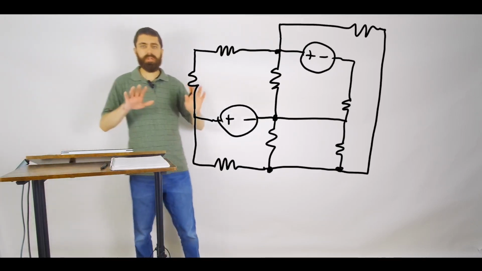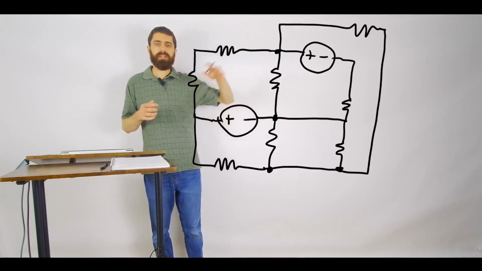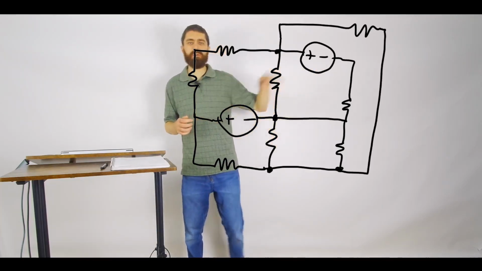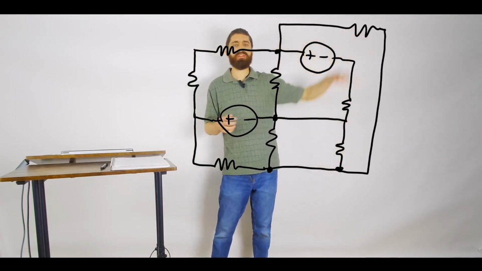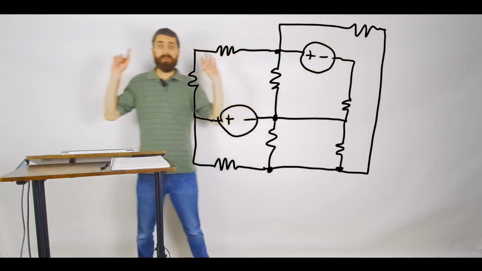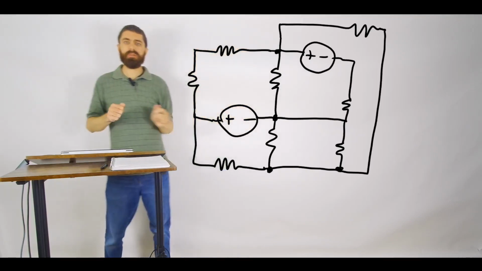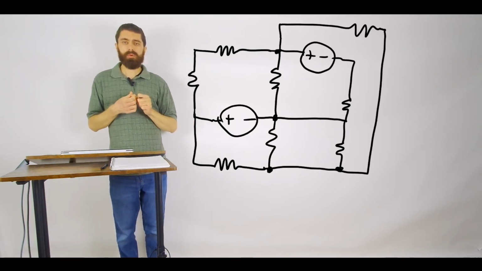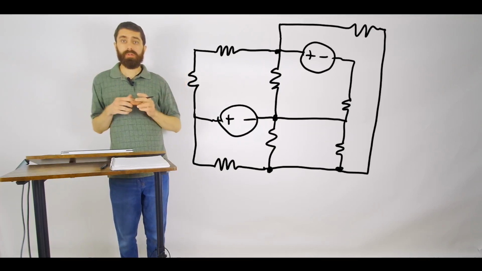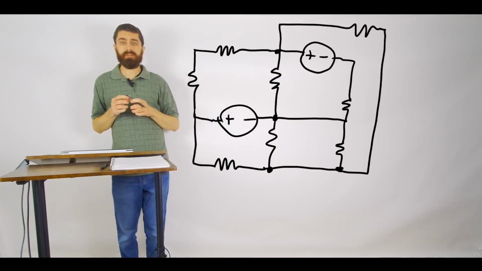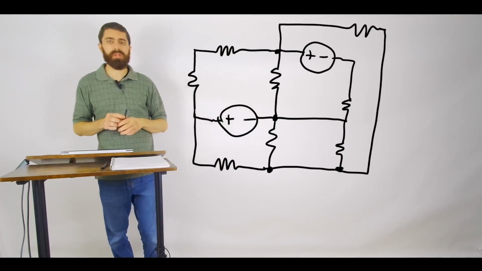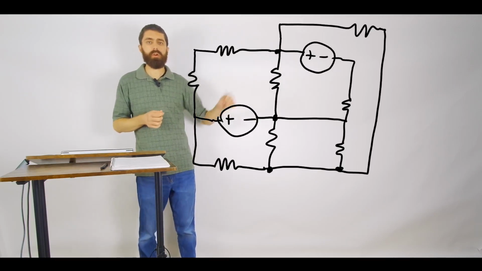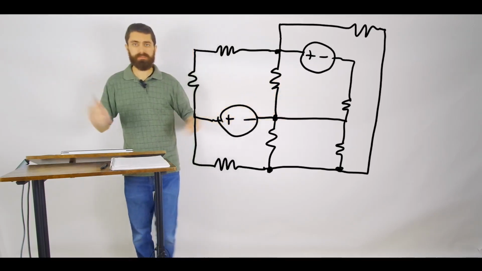Notice how this circuit can be divided into nice, neat little windows. So here's a window, here's a window, here's a window, here's a window, and then here's a funny looking window, but it's a window nonetheless. If you can divide your circuit up like that, you can apply mesh analysis. So I'm going to work through an example and introduce the technique step by step as we work through it. But know that essentially each window we call a mesh of the circuit.